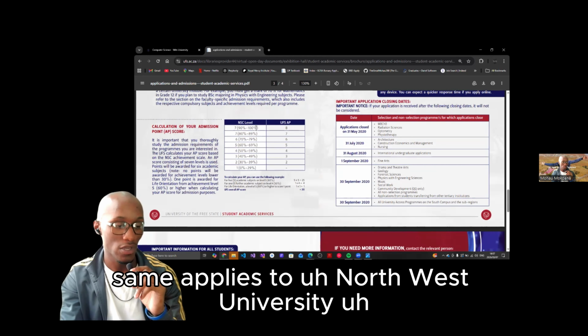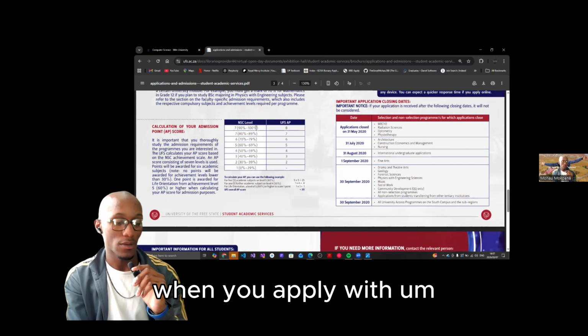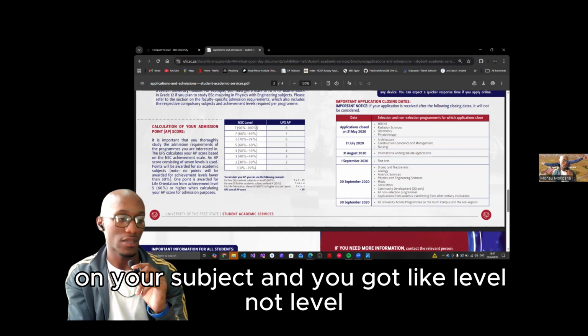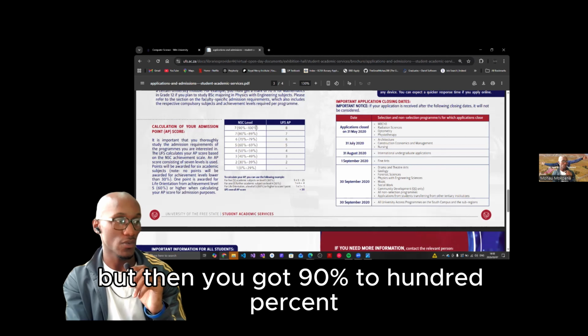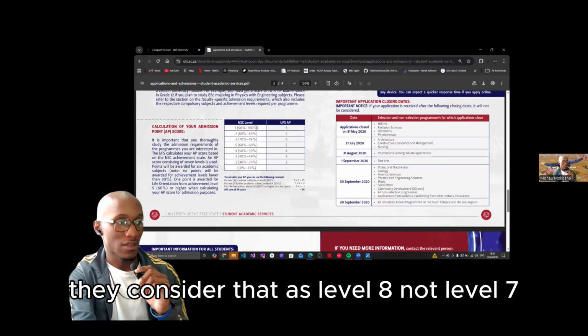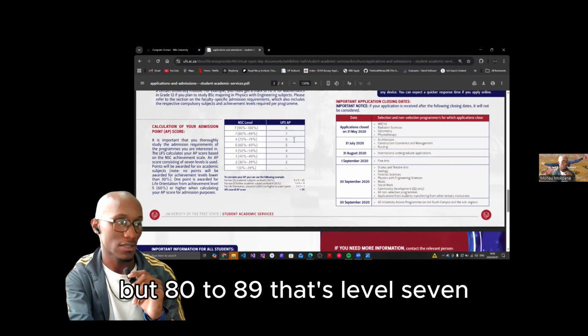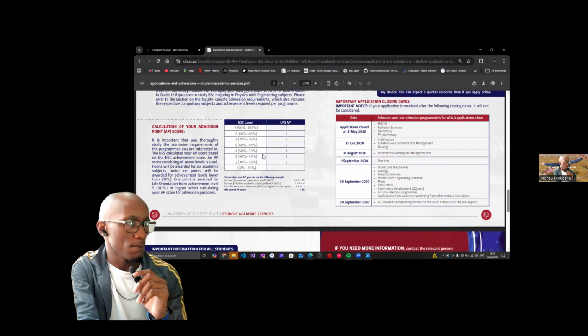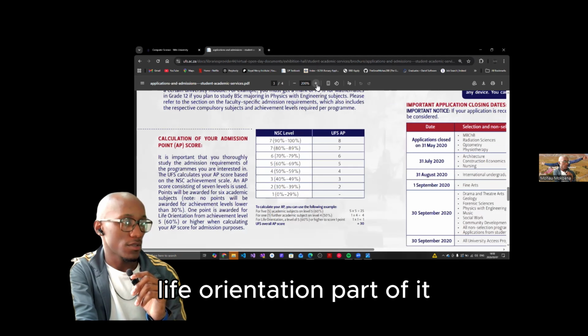Same applies to Northwest University. When you apply and you got 90% to 100%, they consider it as level 8, not level 7. But 80 to 89, that's level 7. I want to look at the life orientation part of it.